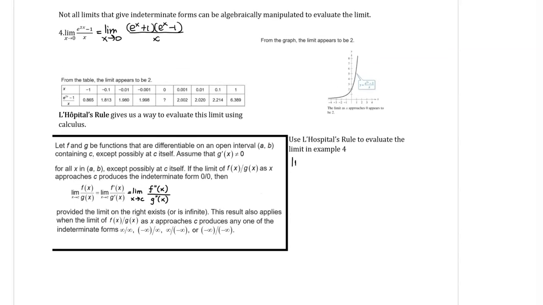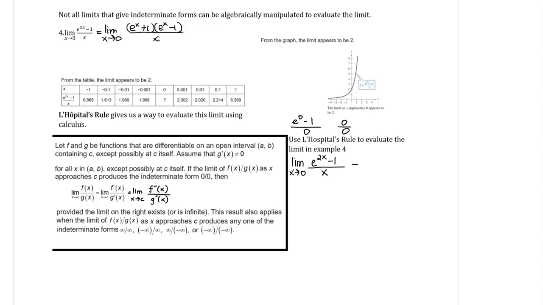So now let's try example 4 using calculus and L'Hopital's rule to evaluate this limit. We've already discussed what happens if we try direct substitution. If I substitute in, I end up with e to the 0 minus 1 divided by 0, which is the indeterminate form of 0 over 0. Now, it is important to first try direct substitution because you can only use L'Hopital's rule if you end up with one of these indeterminate forms. We can see we have 0 over 0, which is a valid indeterminate form for us to try L'Hopital's rule.